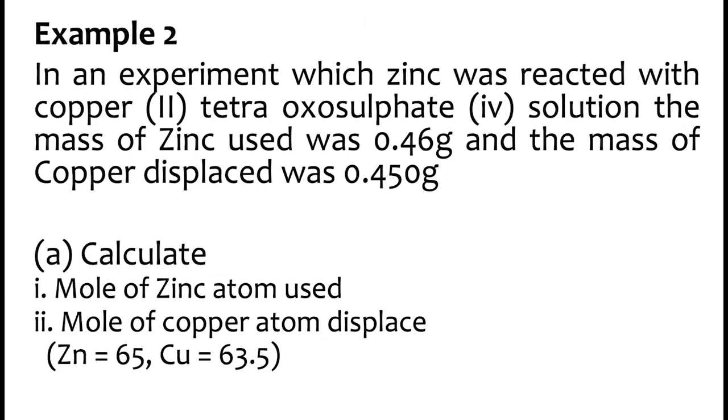The next question is, in an experiment, zinc was reacted with copper(II) tetraoxosulfate(VI) solution. The mass of zinc used was 0.46 grams, and the mass of copper displaced was 0.45 grams. Now calculate 1, the mole of zinc atom used, 2, the mole of copper atom displaced. You are given information that zinc is 65 and copper is 63.5.